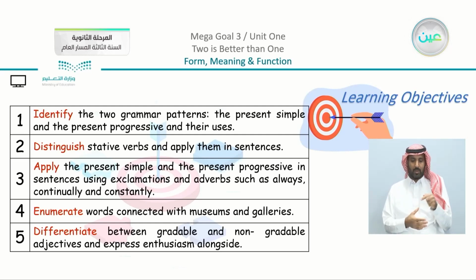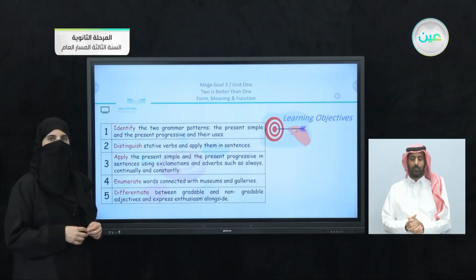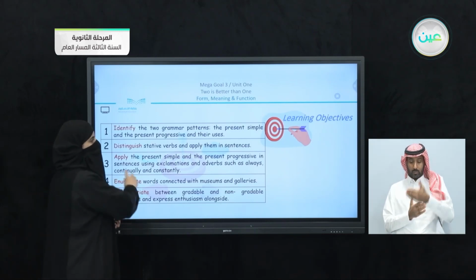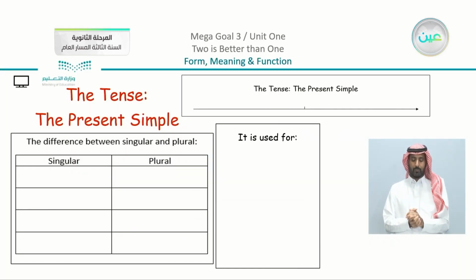We have number 4, to enumerate words connected with museums and galleries. And we have number 5, to differentiate between gradable and non-gradable adjectives and express enthusiasm alongside. So as you can see, we have interesting things to work on. Now I'm going to go back to the present simple.